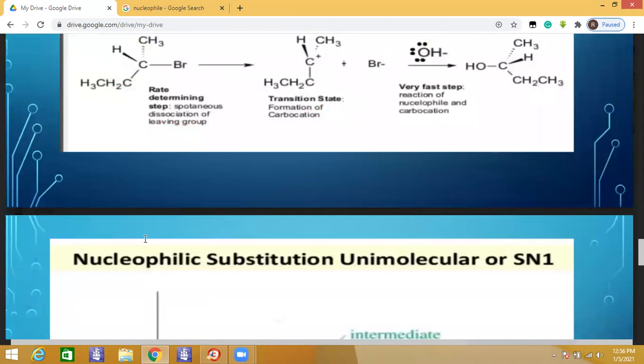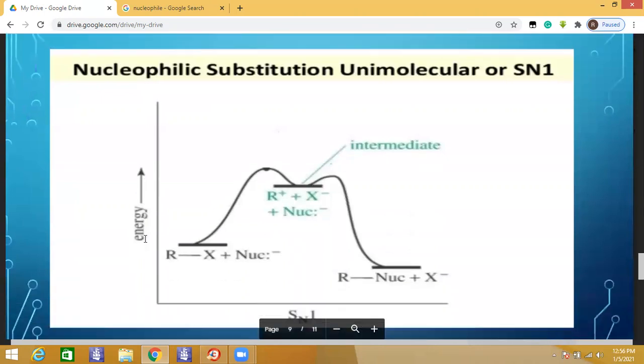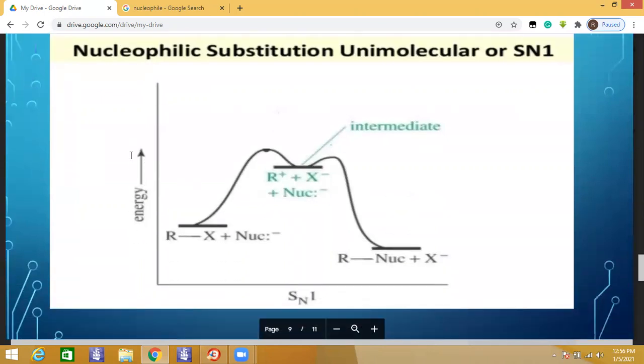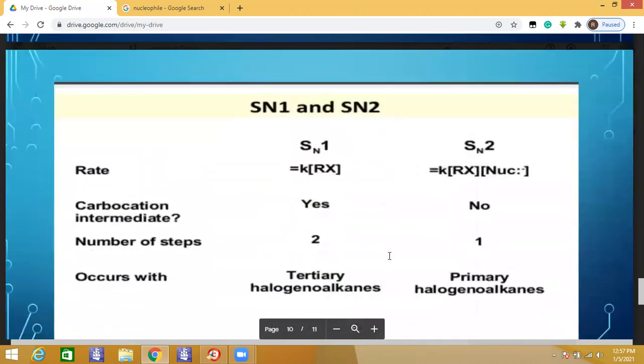Now look at this unimolecular energy wise pattern of what is happening. These are the reaction coordinates where alkyl halide is reacting with the nucleophile. First, the dissociation of this bond takes place, which is basically maximum energy, then it lowers down here. Lower down the energy graph, and this carbonium ion is then attacked by a nucleophile to give you the products instantly, and then the halide is left behind.